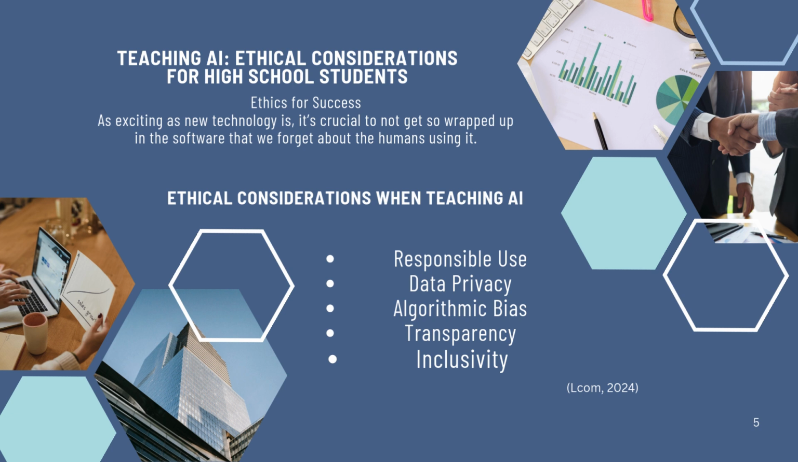The third blog discusses teaching AI, ethical considerations for high school students. AI, or artificial intelligence, has recently dominated discussions regarding its impact upon education. Yet 1 in 5 teachers do not think AI is appropriate for K through 12 settings. As exciting as new technology is, it's crucial not to get so wrapped up in the software that we forget about the humans using it.